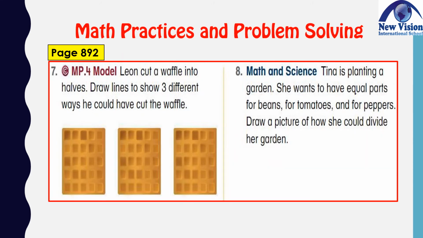For your math practices and problem solving, please open your book on page 892. Let us answer number 7. Leon cut a waffle into halves. Draw lines to show 3 different ways he could have cut the waffle. Sample answer.